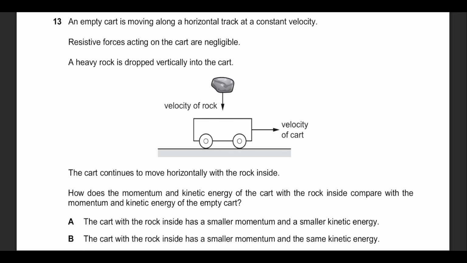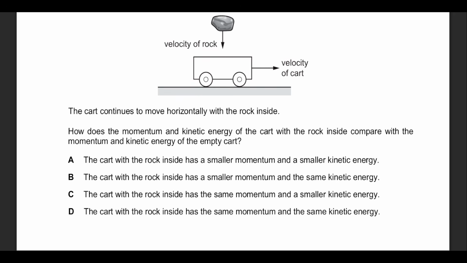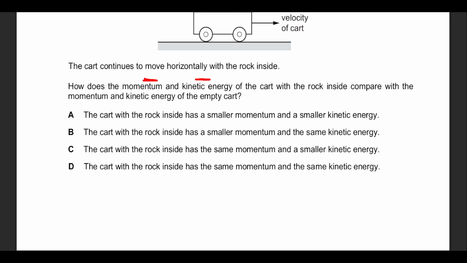It says an empty cart moving along with a horizontal constant velocity. Resistive forces are negligible. A heavy rock is dropped vertically onto the cart. And what is happening in the vehicle? The cart continues to move horizontally with the rock inside it. How do the momentum and the kinetic energy change? You see, the momentum generally never changes, right? So when it says it has a smaller momentum, this statement is false. It has to have the same momentum. But when it says smaller kinetic energy and same kinetic energy, this is where we have a debate.